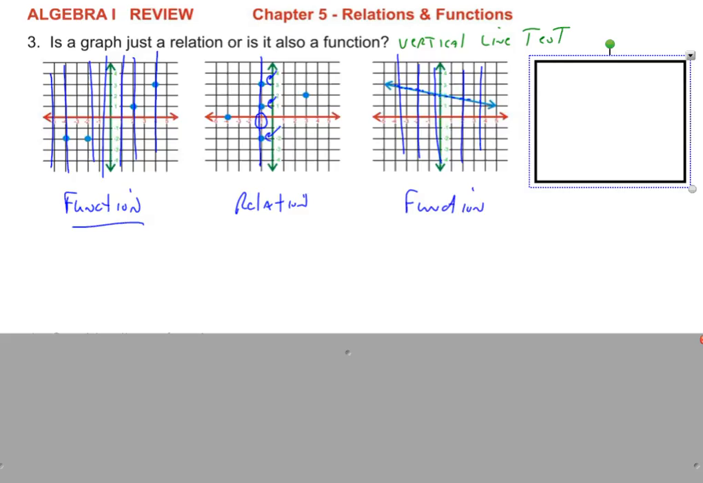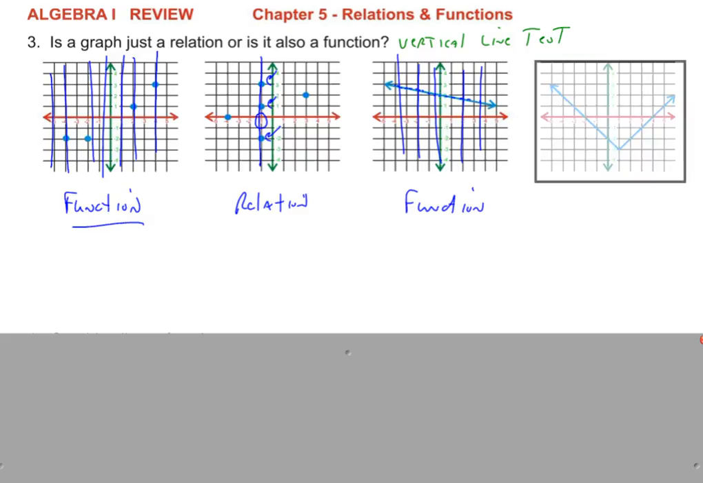If it only hits 1 point, then any guy is dating only one girl. It is a function. Let's look at our last one. By the way, what kind of function is this, or what kind of graph is this? Absolute value. And is it a function?